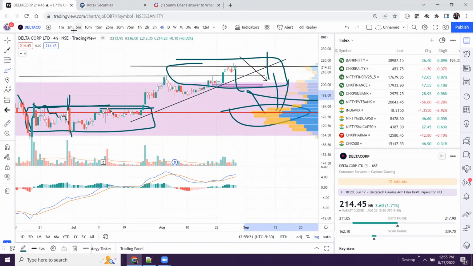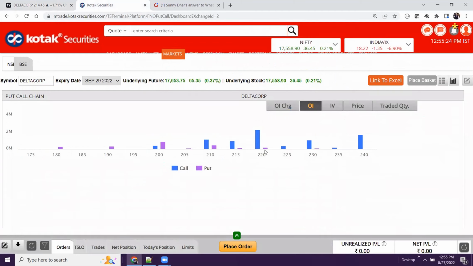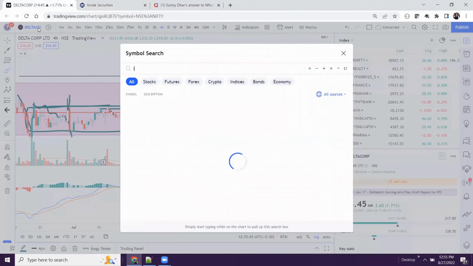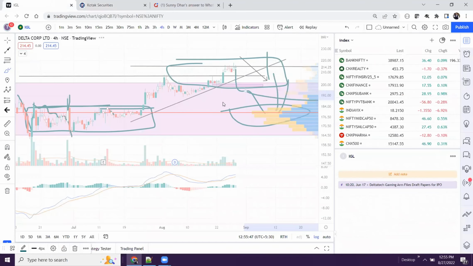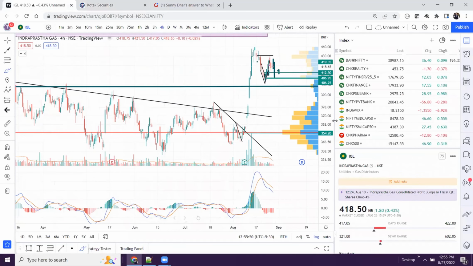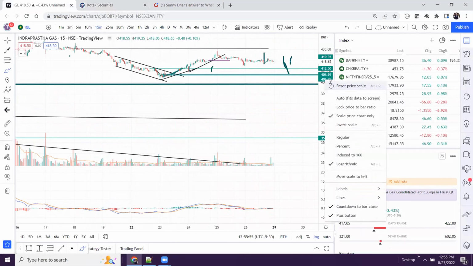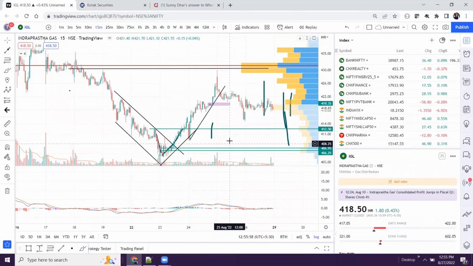Now there might be cases like, suppose I also gave a trade on IGL. IGL had the highest open interest at 400. It means if price is near 400, we will buy based on pattern. And these had the highest call selling at 430, 440. So let us see on IGL how I gave that trade.